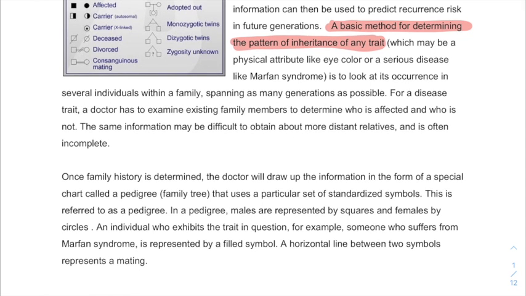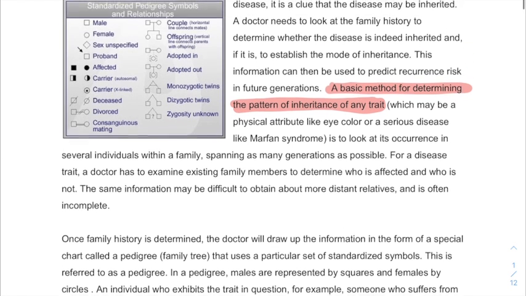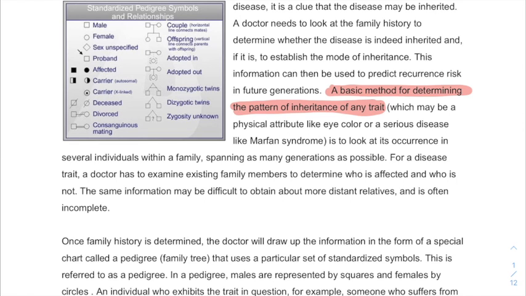All right, so once the family history is determined, the doctors will draw up the information in the form of a specialized chart called a pedigree that uses particular sets of standardized symbols. You can see the standardized symbols up here. In this standardized system, we always establish that males are the squares and females are the circles, thinking about those in the genetically important sense as the sperm and egg donors. If the sex is unknown, then it will be given a sideways diamond.